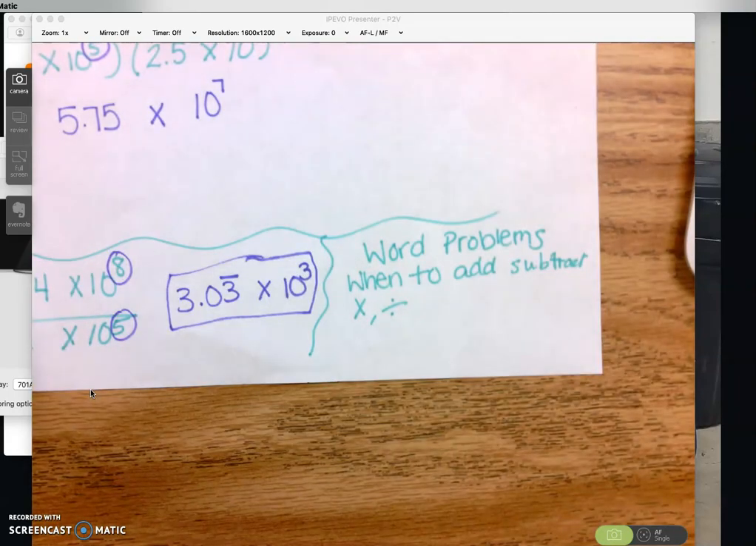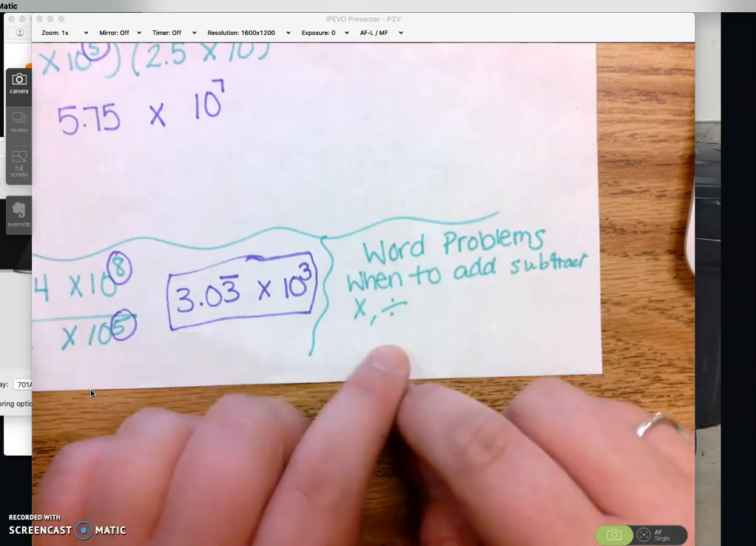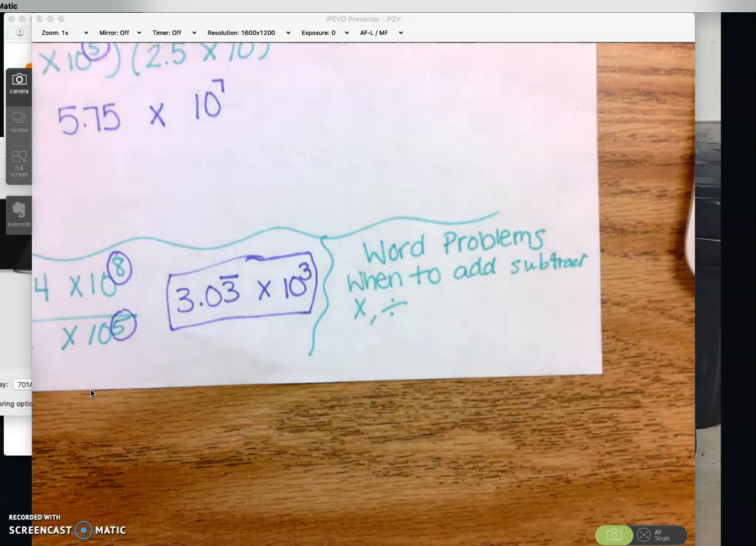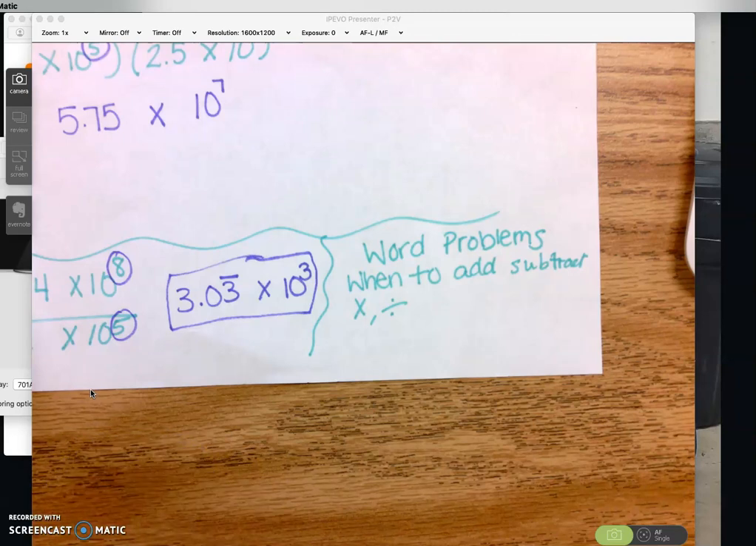Okay, so the last ones are word problems, when to add and subtract. You are not going to actually have to solve these ones. You are just going to have to tell me which operation you will have to use. So do you have to use adding, subtracting, multiplying, or dividing? So remember those key words. If we're talking about how much bigger something is than something else, it's usually going to be division.